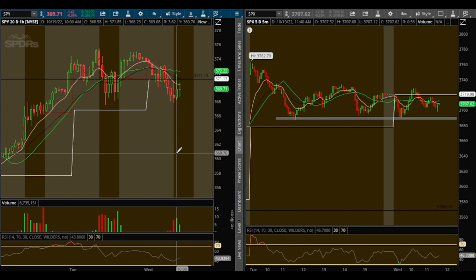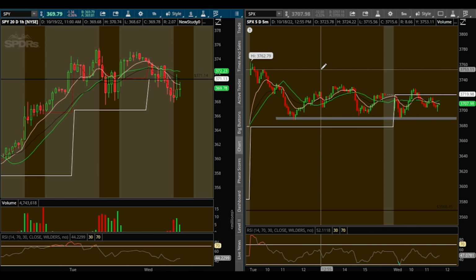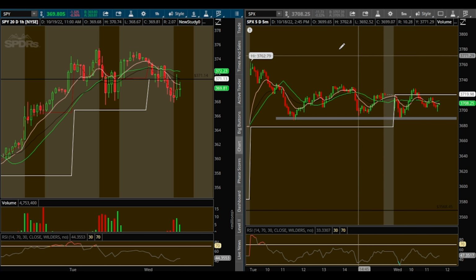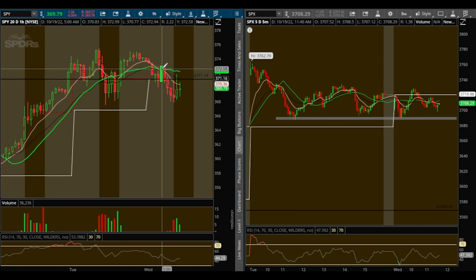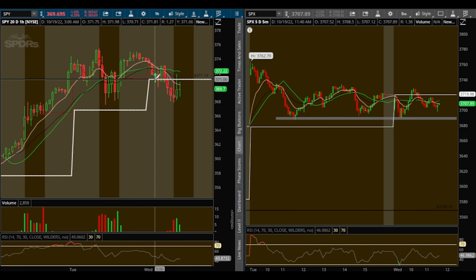For this example, we're going to look at SPY and we're going to look at SPX. We got SPY here, SPX here. We're going to look at the different time frames. Right now, I got the 5 minute on SPX and the hourly up on SPY. Now, first off, I want to talk about a level I had pre-market on SPY.